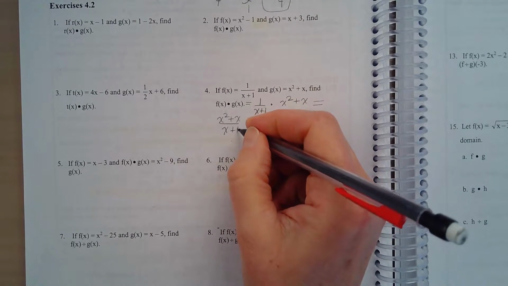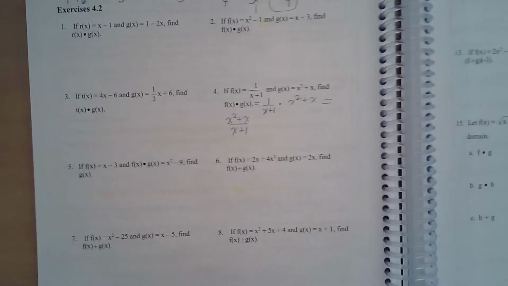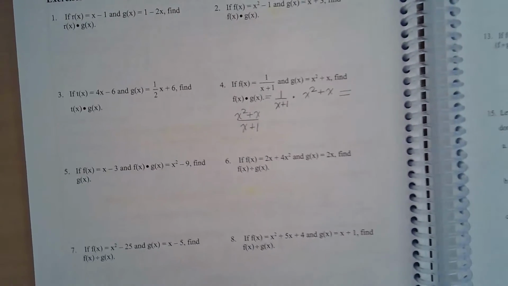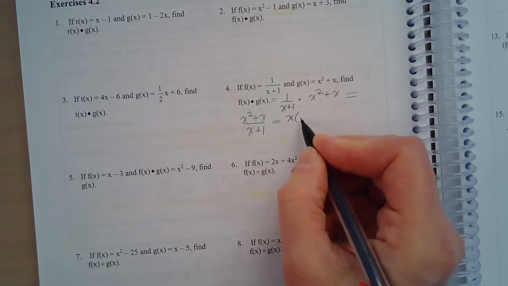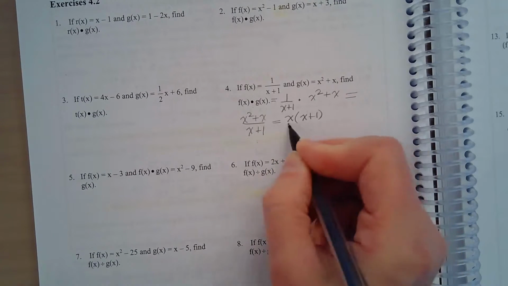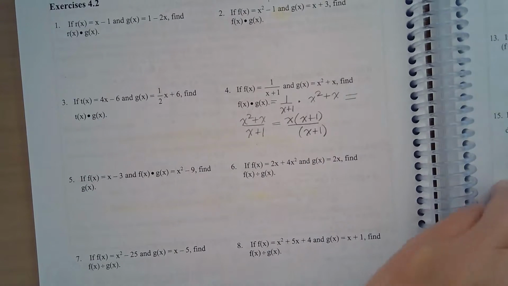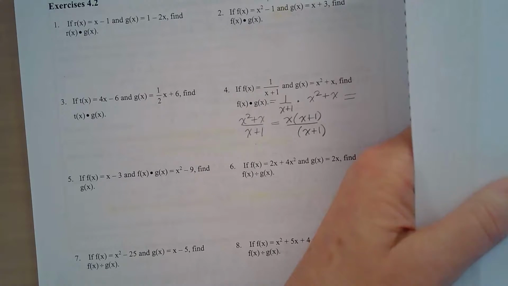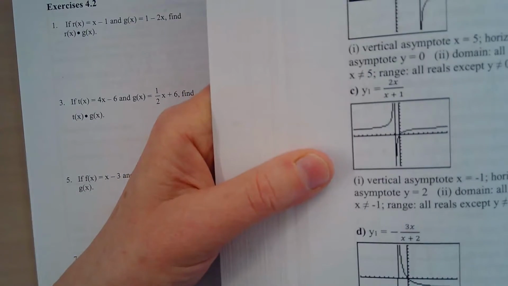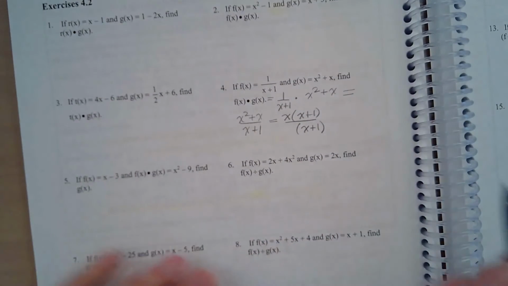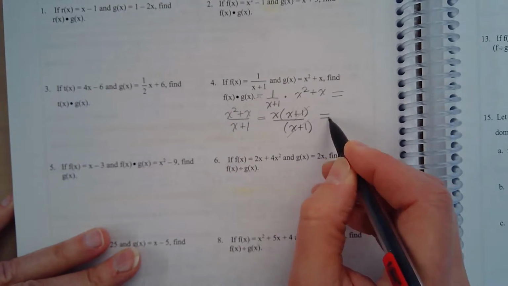Now, this would be unsimplified. Could I simplify this function anyway? Yes, there's a common factor, right? Wouldn't it be x plus 1 over x plus 1? Now, I just don't know if they showed the simplified form in the back or not. 4.2, I think they did, right? 4.2 number 4? Yeah, okay. So then this would simplify, common factor, so this just simplifies to x.